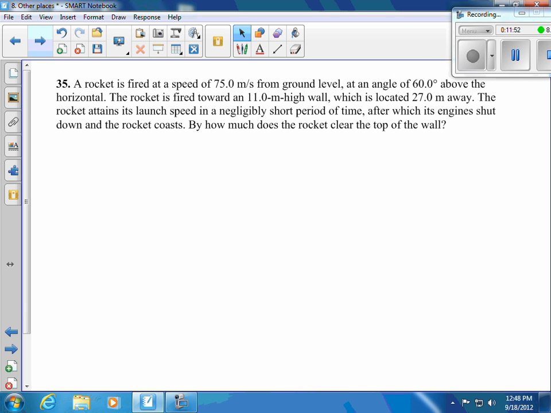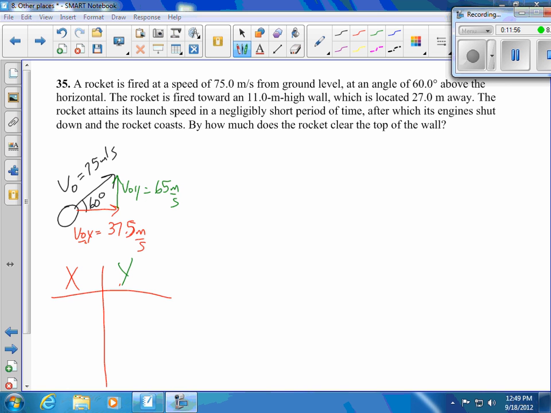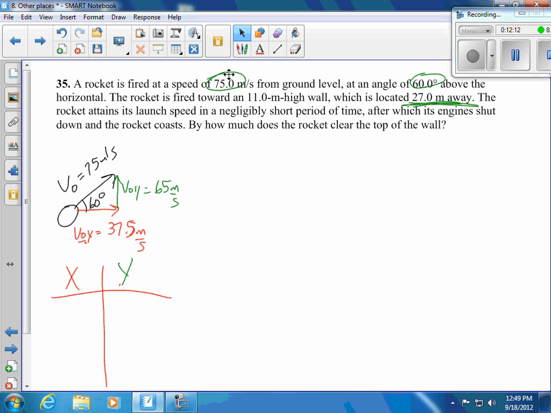Okay, a rocket is fired with a speed of 75 meters per second. So I've just drawn the beginning of the problem and used sine and cosine to find V naught x and V naught y. So as we read through, the 75 is only used to find V naught x and V naught y at 60 degrees. Now, we've got an important number here, which is the wall's located 27 meters away. That tells me that my delta x is 27 meters.